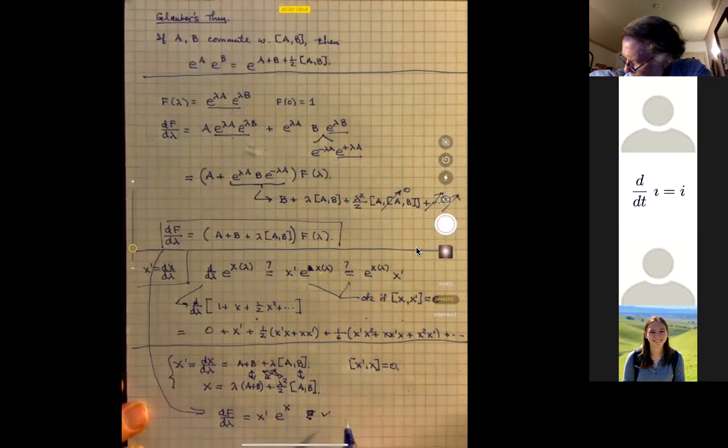This is a check. And in fact, what this implies is that f is equal to e to the x, namely f is equal to, let me bring it on another page.